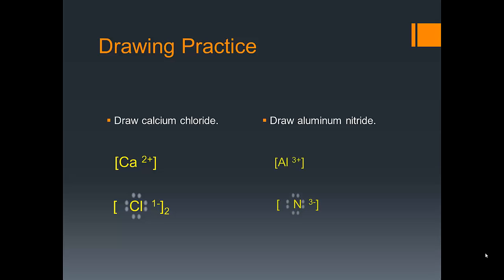Aluminum nitride has aluminum with a +3 charge because it had 3 valence electrons. Luckily, nitrogen likes 3 more, so it's going to have just 1 nitrogen with a -3 charge.